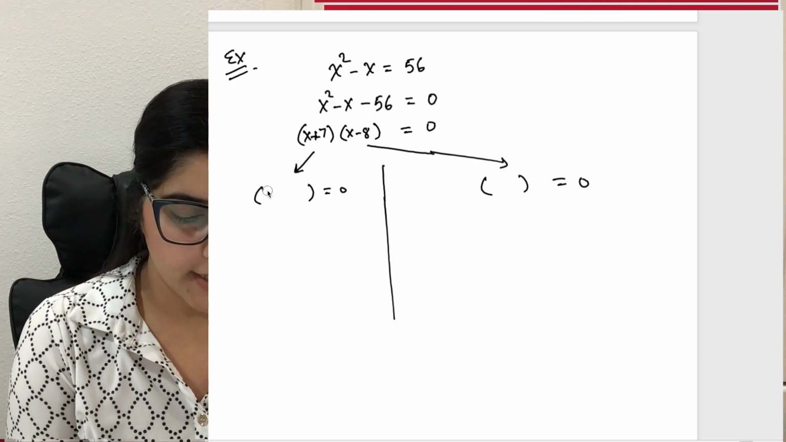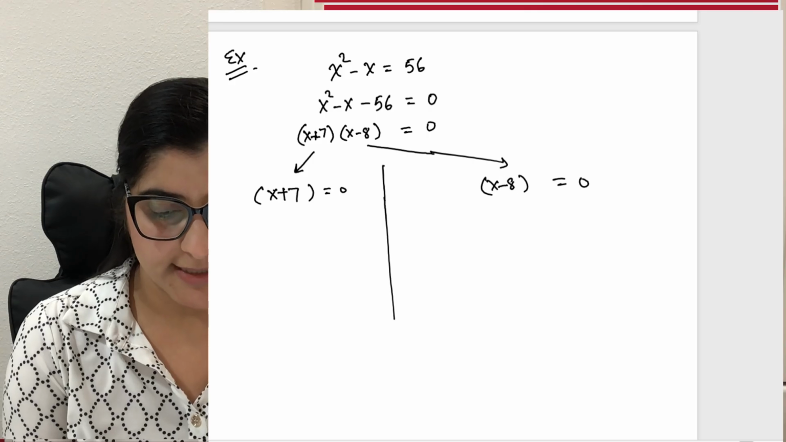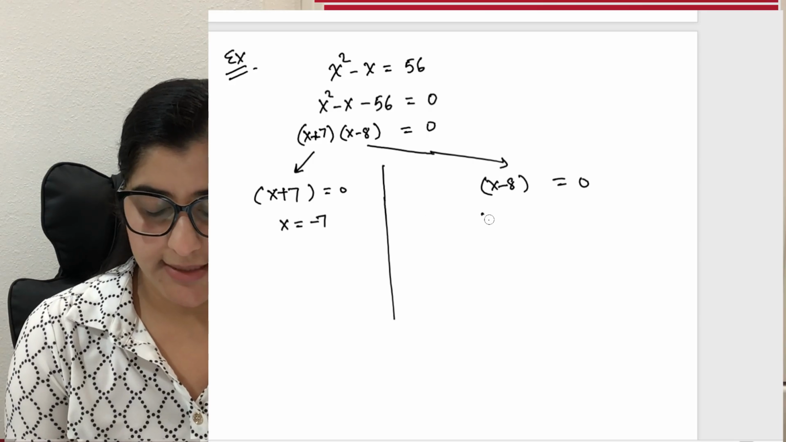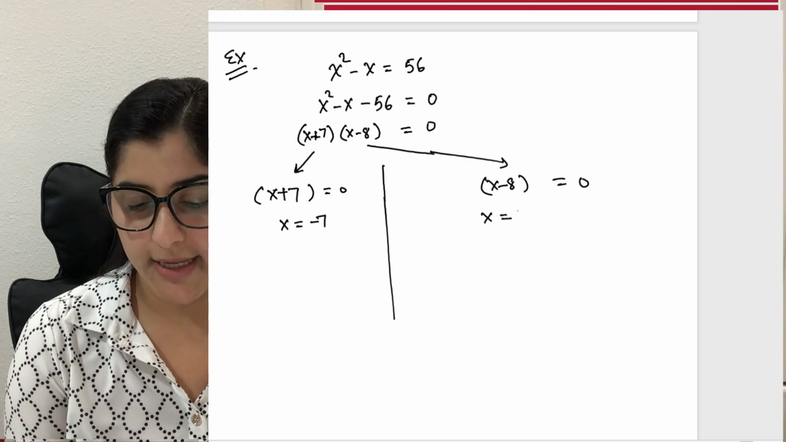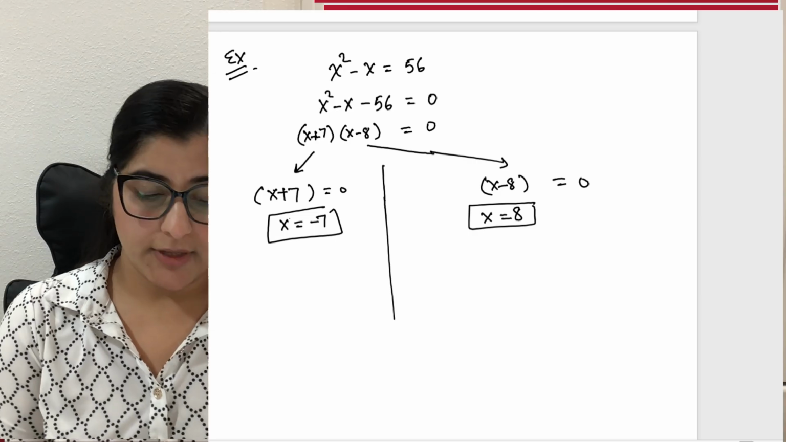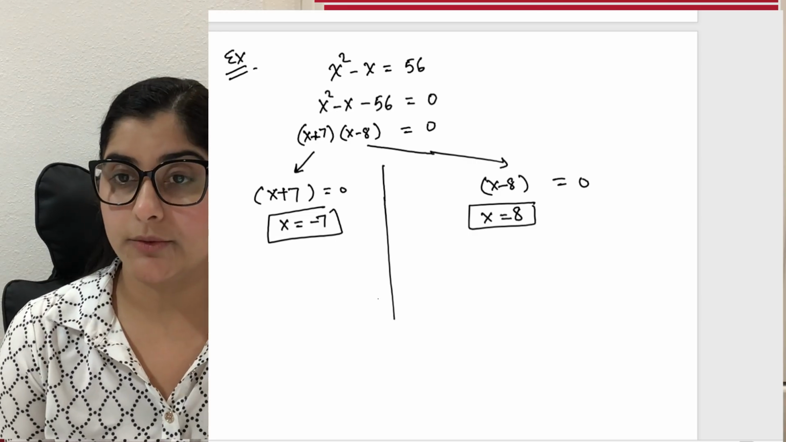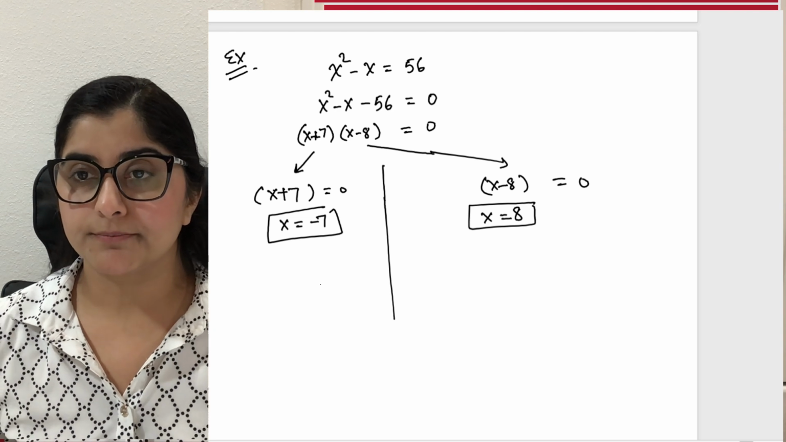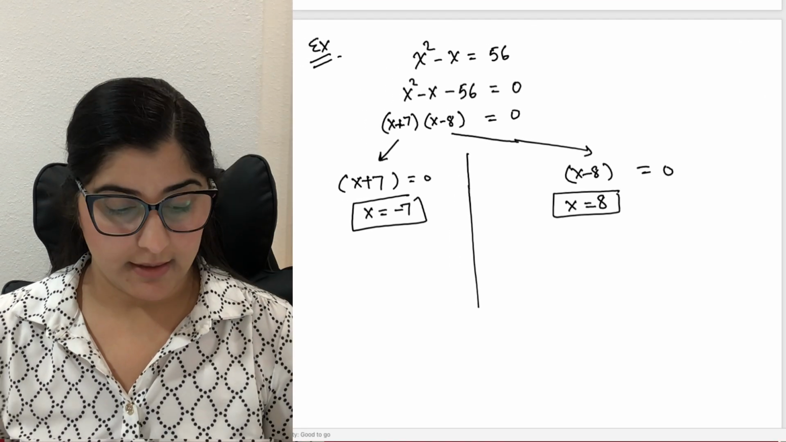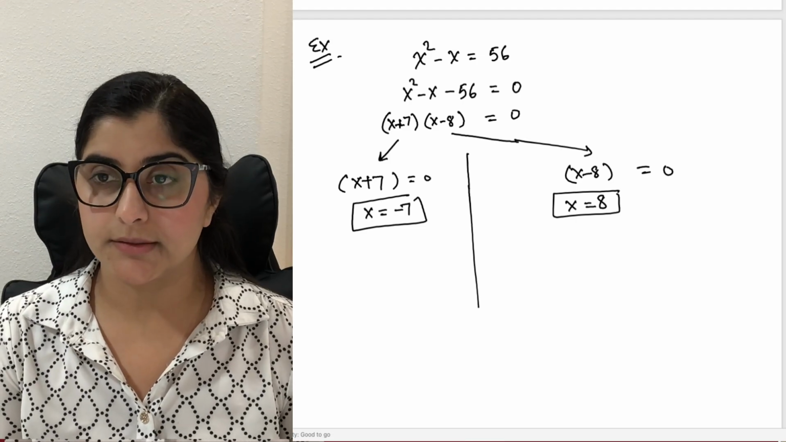So from here we get x plus 7 is 0 or the second factor x minus 8 is 0. Isolate x, we get x is equal to -7, and from here we get x is equal to 8. We get two solutions, and we can always check our work by substituting these solutions back in the original equation to see if both solutions make our original equation true or not.